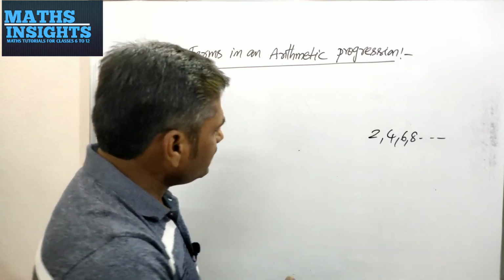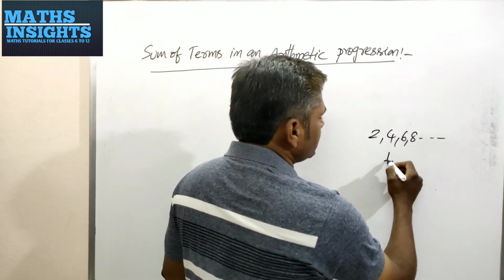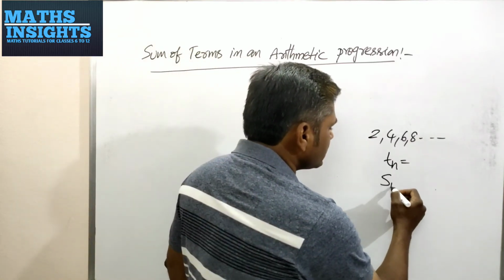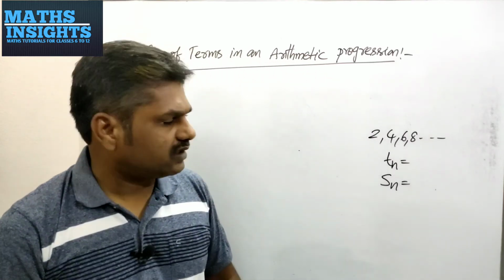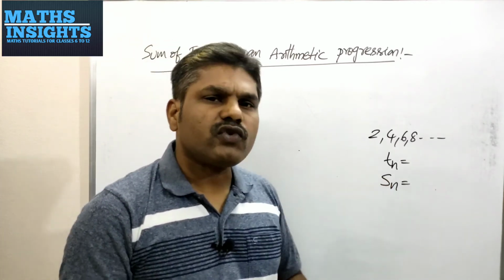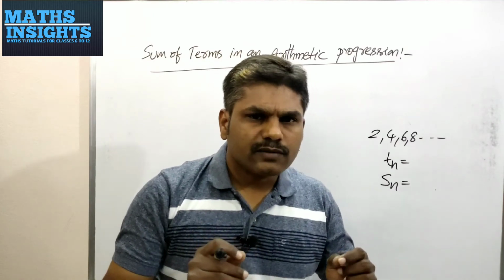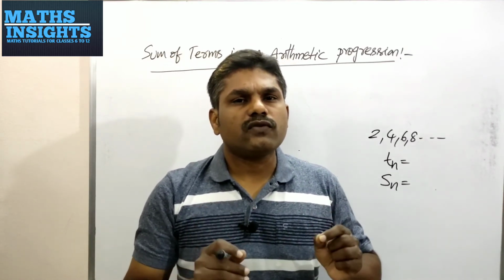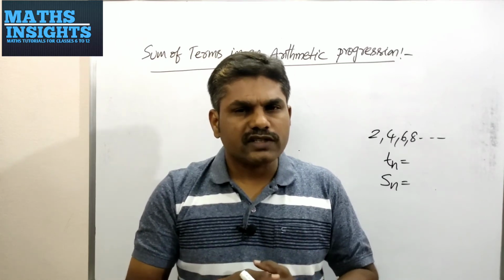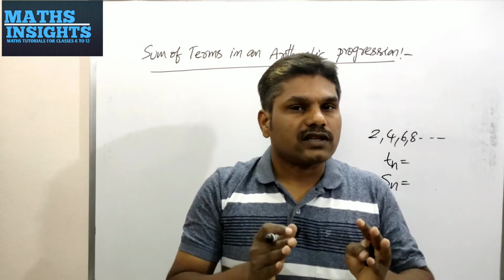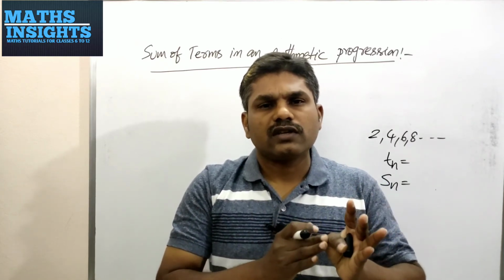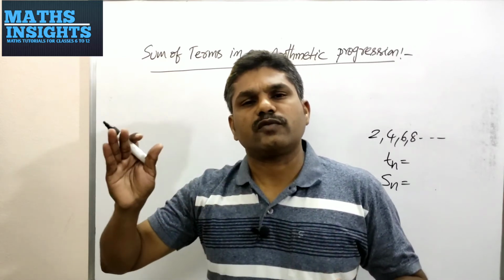Generally, the nth term is represented with Tn. In a similar manner, the sum of n terms is represented using Sn. S is the sum and n is the number of terms. If you write S5, it means the sum of the first 5 terms of the arithmetic progression. S20 means the sum of the first 20 terms, starting from the first term, not in the middle.